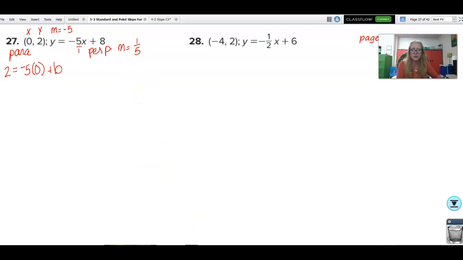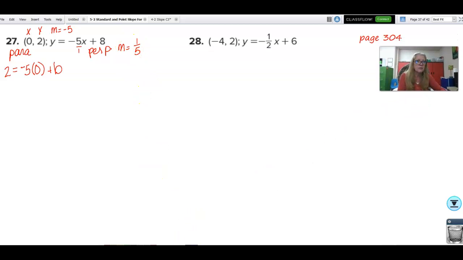You know what? I'm going to move where this camera thingy is because I'm covering up my page numbers. Okay, back where I was.